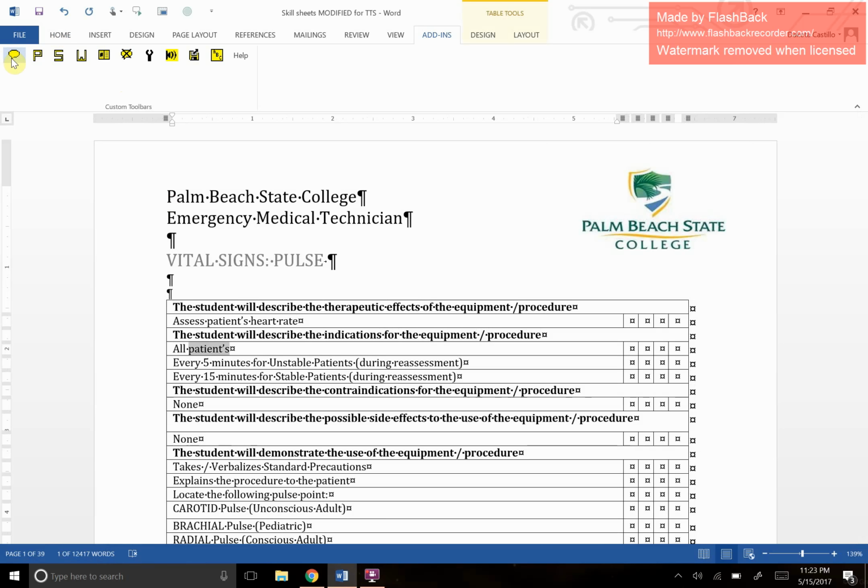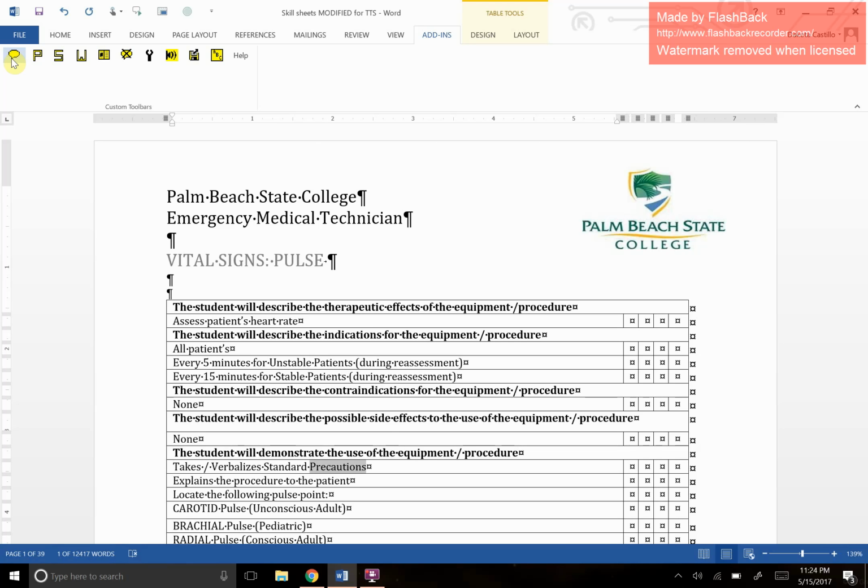All patients. Every 5 minutes for unstable patients, during reassessment. Every 15 minutes for stable patients, during reassessment. The student will describe the contraindications for the equipment/procedure. None. The student will describe the possible side effects to the use of the equipment/procedure. None. The student will demonstrate the use of the equipment/procedure.